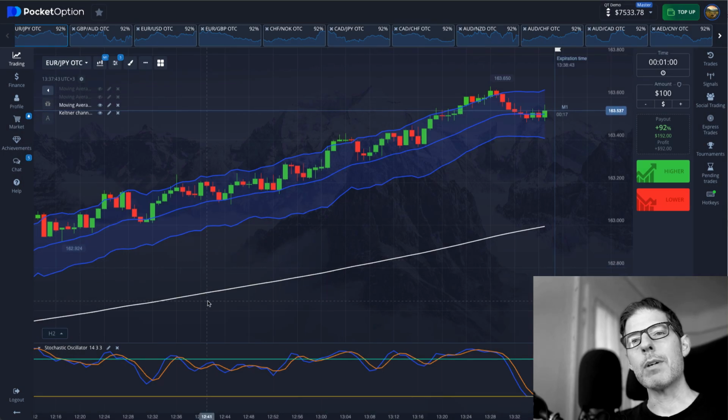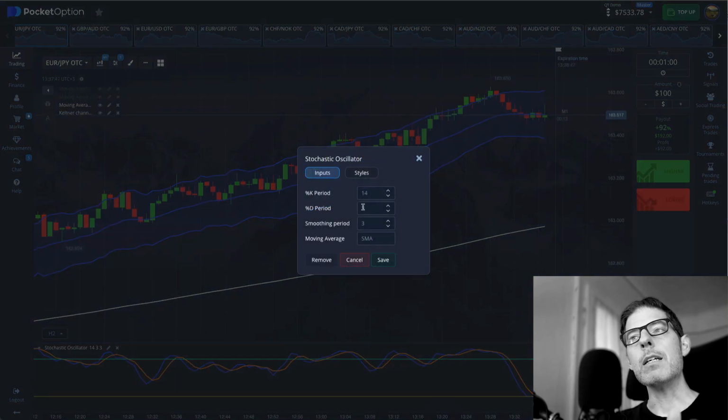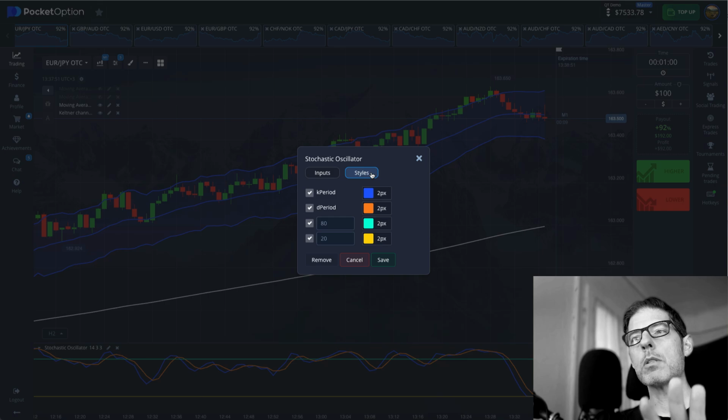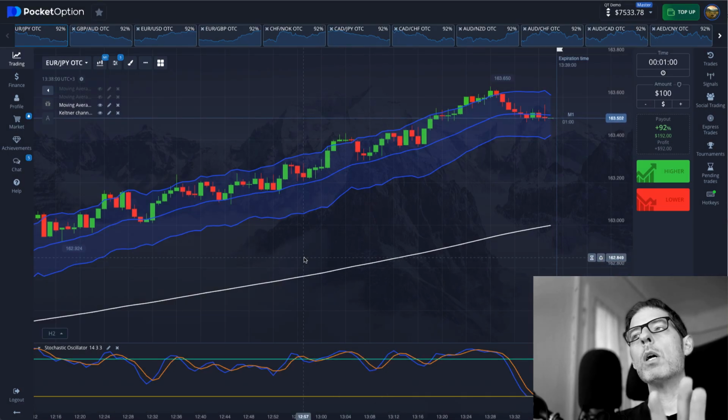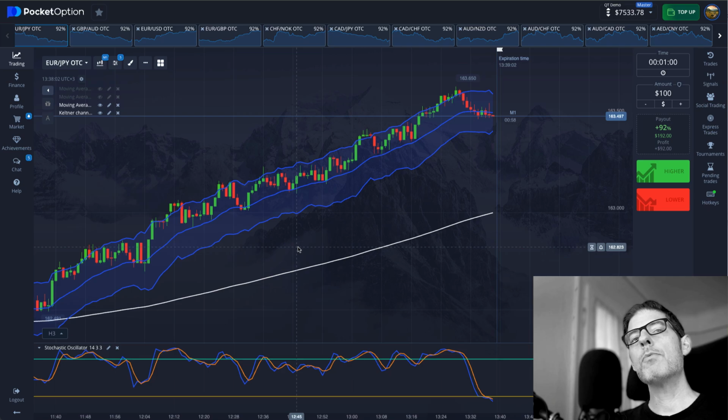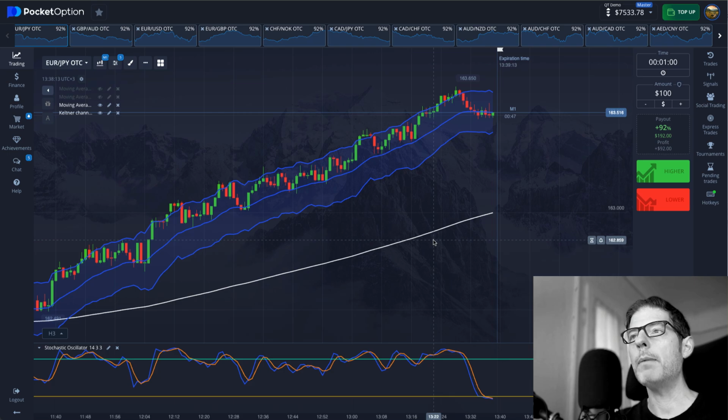Now also the stochastic oscillator, which is down here, that we have also added, the default settings are going to work just fine. So no changes there. On the styles, I've set all the styles to 2 pixels just to thicken up those lines a little bit. And then you guys are all set to go. Now what you're looking for here, you're looking for a trend, so an upward or downward trend, and a way to identify that is just to use the 200 moving average. It will show you the direction, okay?